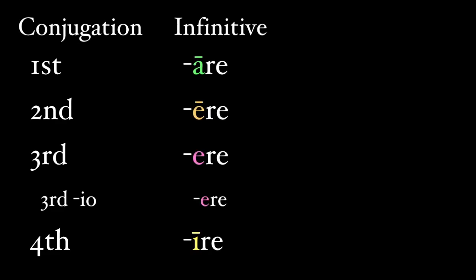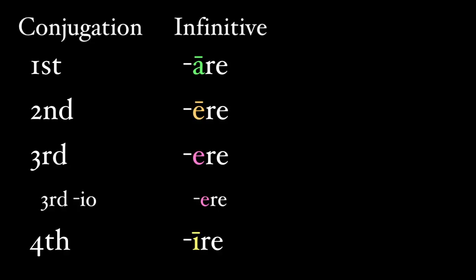First, remember that verbs are divided into really five main groups called conjugations, and we identify these conjugations by the ending of the present infinitive. First conjugation verbs end in a long -are, seconds in a long -ere, thirds in a short -ere, and fourths in a long -ire.